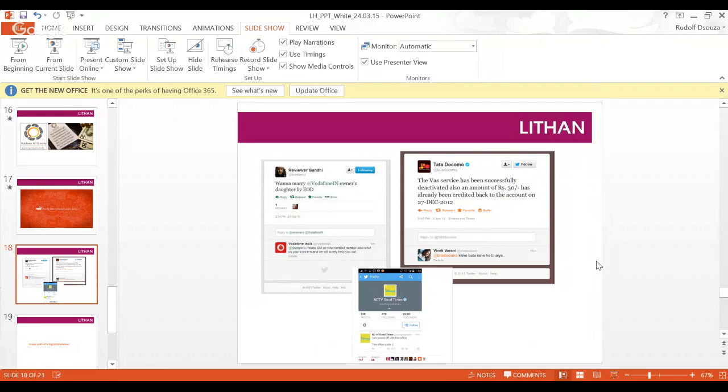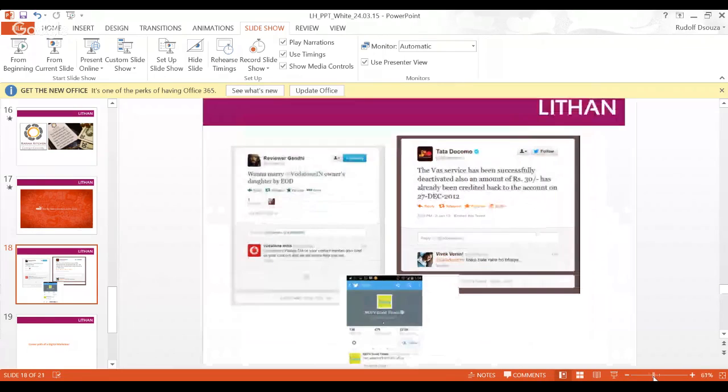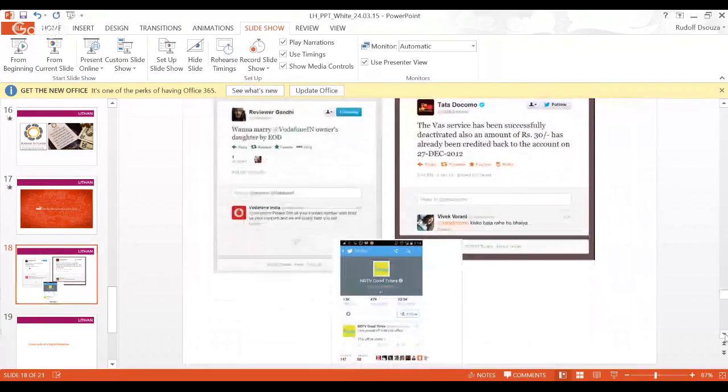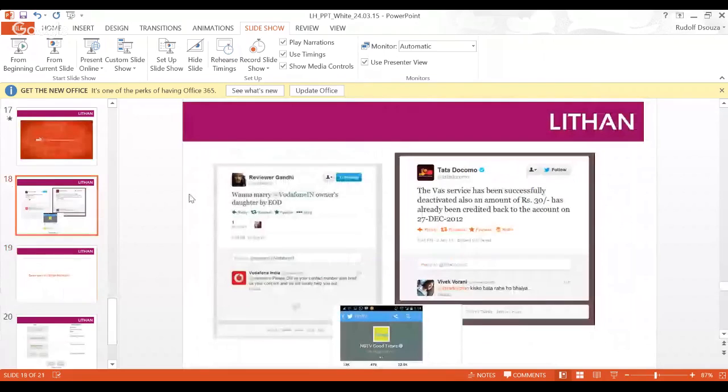Need to be careful of when they use social media is to keep their employees happy. Now, if you take a look at, let me just make it a little bigger. And if you take a look at the last example, that is of NDTV.